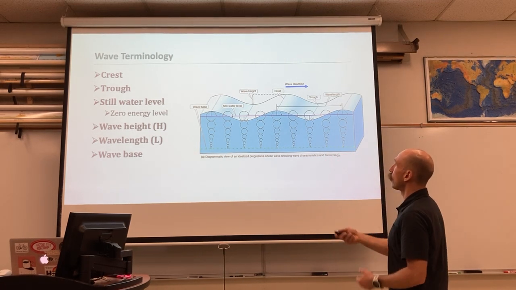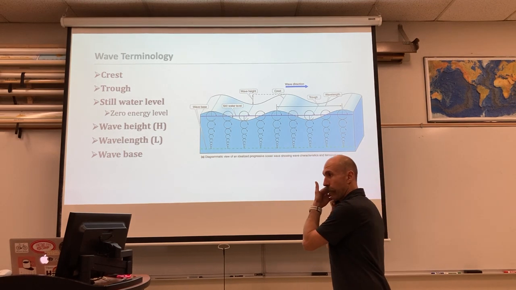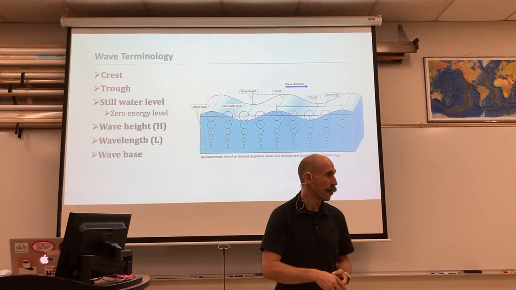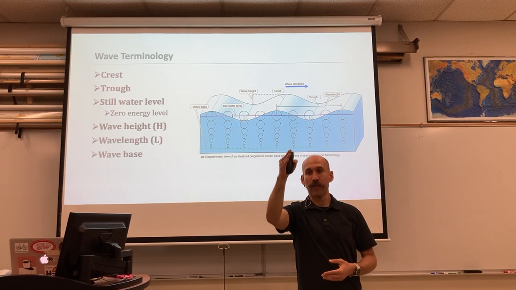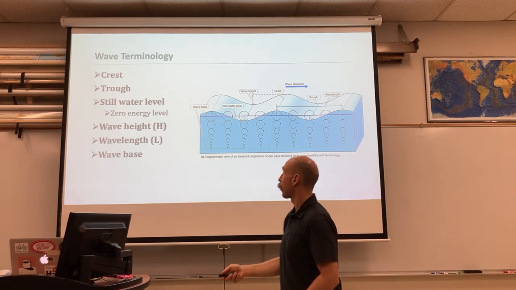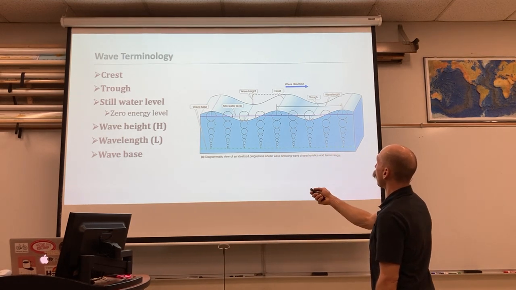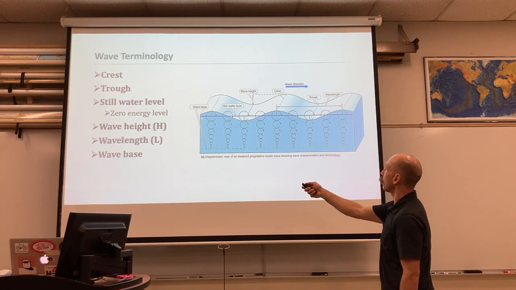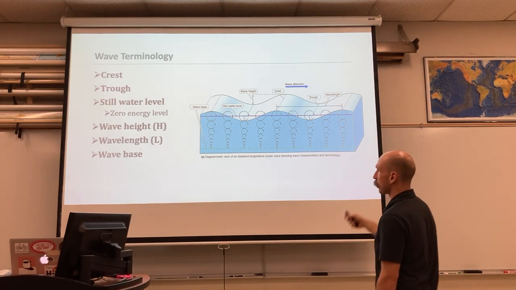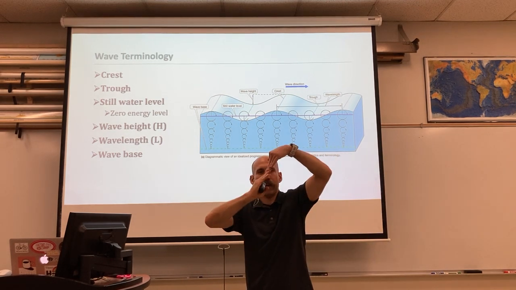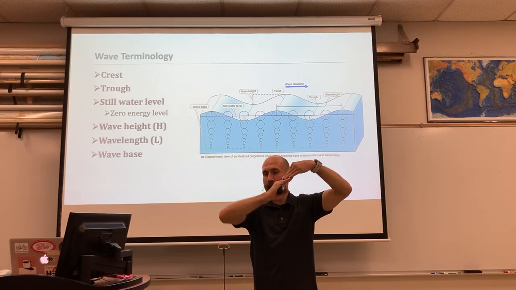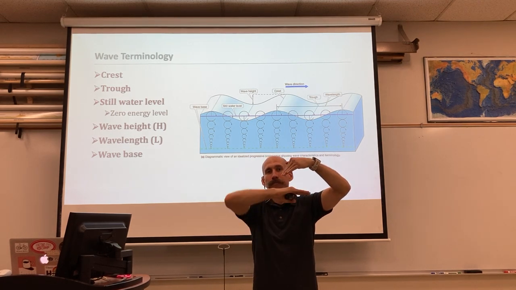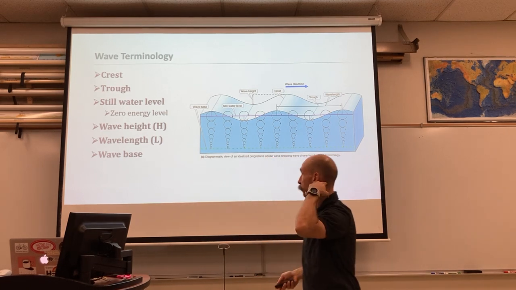So some big ones are the crest and the trough. The crest is going to be the top of the wave, and the trough is the bottom of the wave. We can see it here. The crest is the top of the wave, and the trough is the bottom of the wave. The still water level is going to be the space right in between. So as you have this wave, we've got a crest and a trough. The still water level is, if those two canceled out, it would be the median right in between the two.